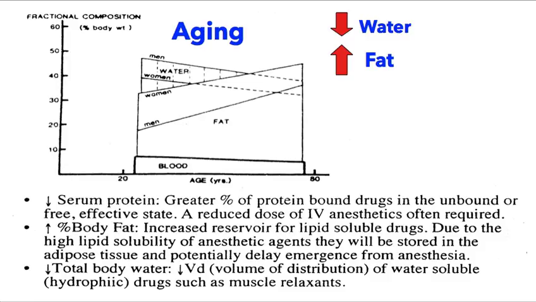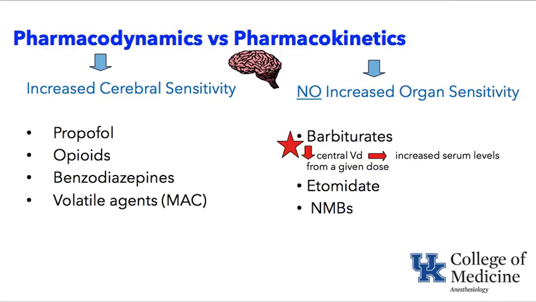This graphic shows what happens to the fractional composition of our bodies as we age, showing that in both men and women, water content goes down and fat goes up, so that we can have changes in serum protein and how much of certain drugs are bound to proteins, we have a reservoir for lipids to go into, and our total body water is down so that water-soluble drugs such as muscle relaxants have a lower volume of distribution. However, I don't want you to take home the message that there's large changes in muscle relaxant dosing unless there's pharmacokinetic changes, i.e. kidney or hepatic dysfunction.